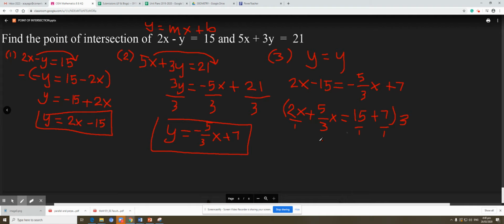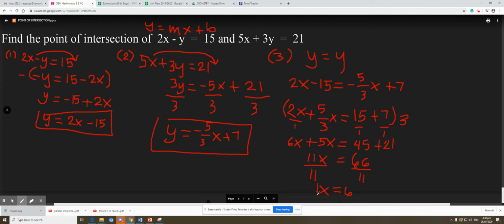So 2x times 3 is 6x. 5x times 3 divided by 3 is 5x. So we will cancel out the 3 in the bottom. Then 3 times 15 is 45. Then 3 times 7 is 21. Alright, so we will have 11x equals 45 plus 21 is 66. And then divide both sides by 11. So therefore, our x is already equal to 6.